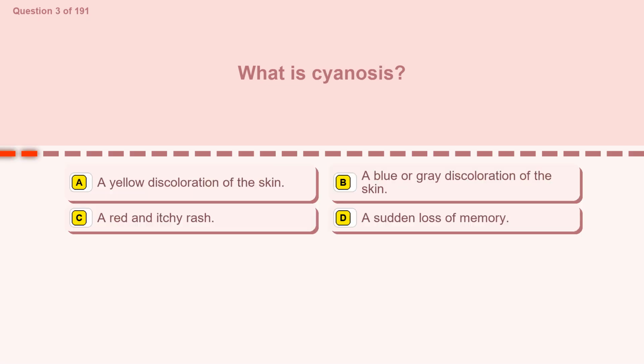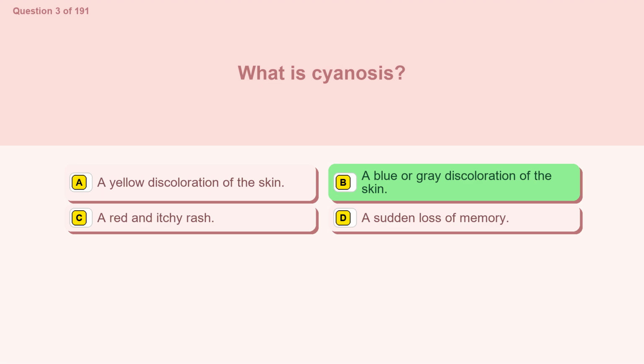Question 3. What is cyanosis? Option A. A yellow discoloration of the skin. Option B. A blue or gray discoloration of the skin. Option C. A red and itchy rash. Option D. A sudden loss of memory.